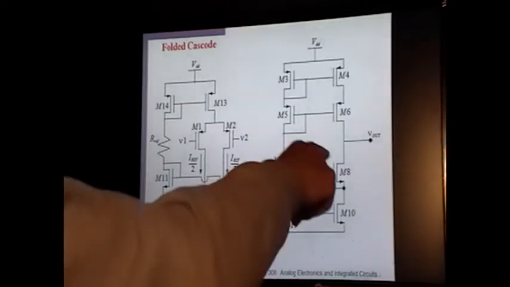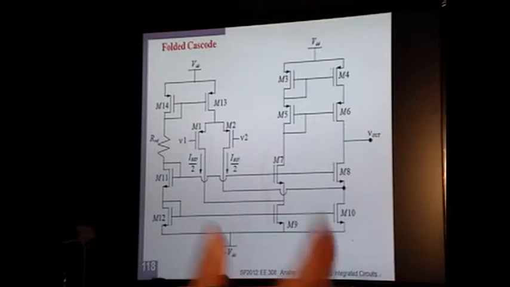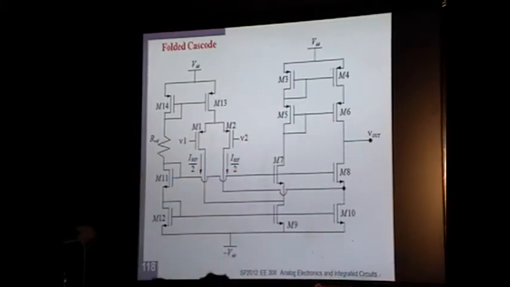So you can have a VC sat more V out swing. Or if you have a really low supply, that might make it so you can build an amplifier, whereas if you had to have it telescopic, then maybe you couldn't.